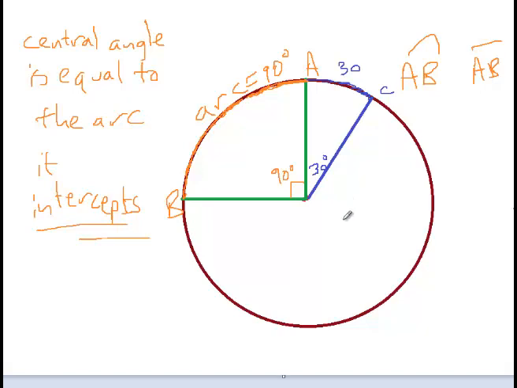Okay. The other type of angle is what's called an inscribed angle. An inscribed angle is an angle where the angle itself is on the edge of the circle. Let's draw it with a different color. Let's draw the inscribed angle something like this.